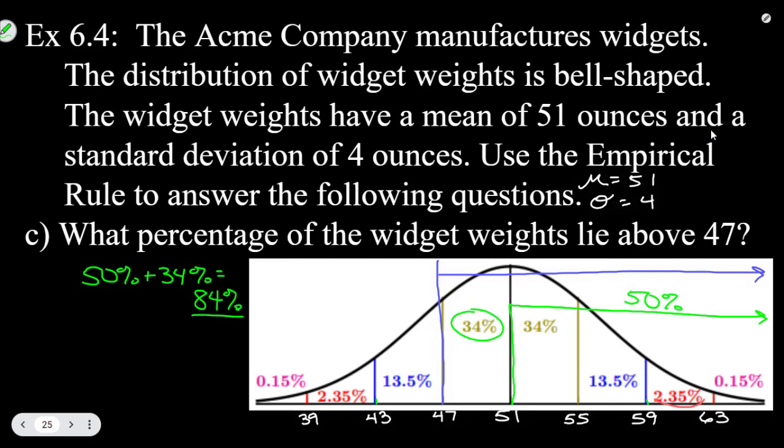Another way to do it is you could just add 34% plus 34% plus 13.5 plus 2.35 plus 0.15, and that would give you the same answer. But if you can think of a little bit of a shorter way, that's probably going to be to your benefit. But that's how we use our table. We know the percentages for each of those sections of the graph, and so we can find the different values based on that.